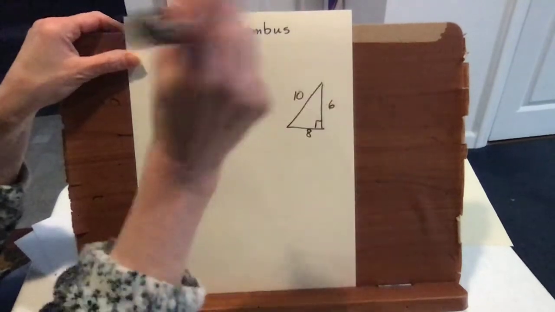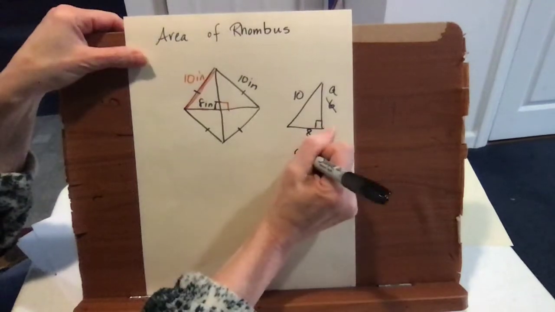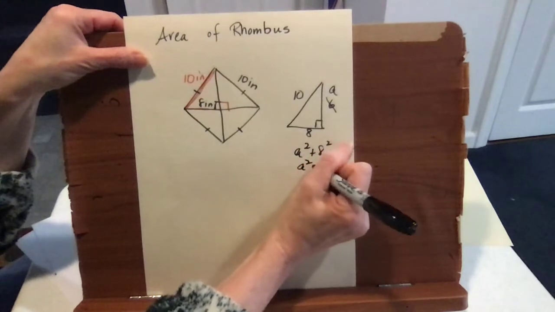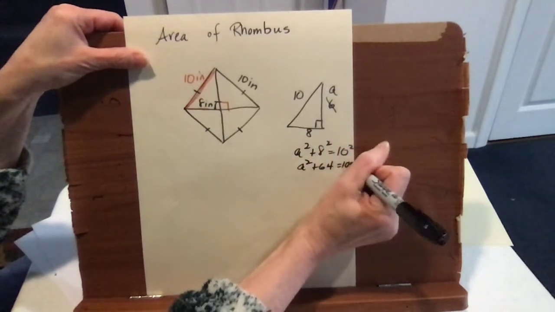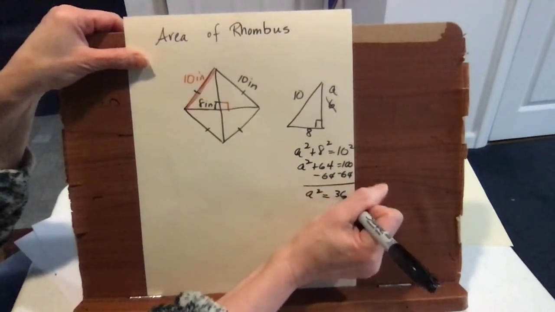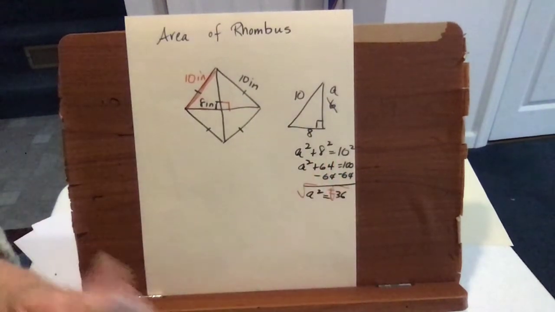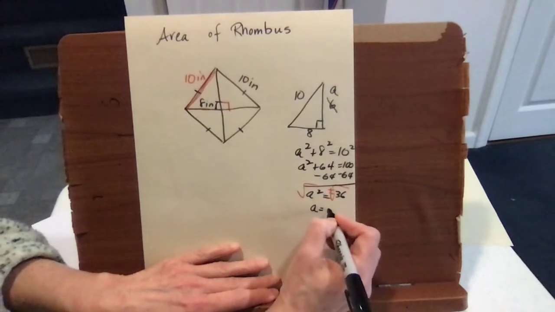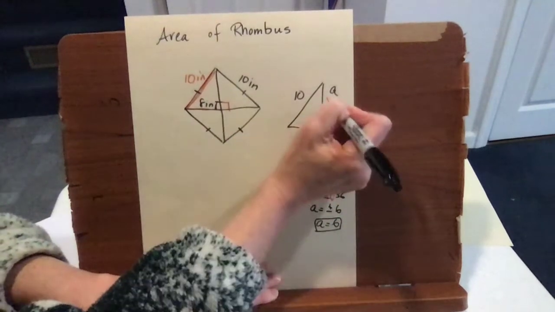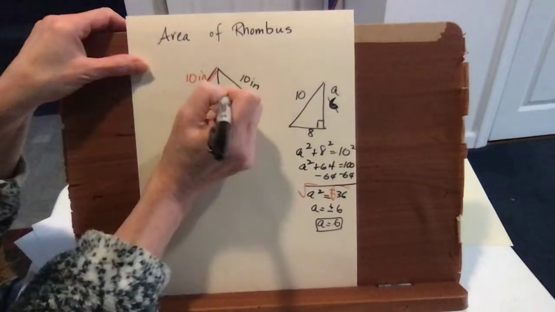So this is 6. But if you did not remember that, make this a, because you don't know it, or x. So I'm going to make it a squared plus 8 squared equals 10 squared. So I'm going to get a squared plus 64 equals 100. If I take away 64 on both sides, I'm going to get a squared equals 36. Taking the square root of both sides, including positive and negative results, a equals positive or negative 6, but we only want the positive because it is a length. So in this case, you would get back your 6. So we'll put that on our diagram here, 6 inches.